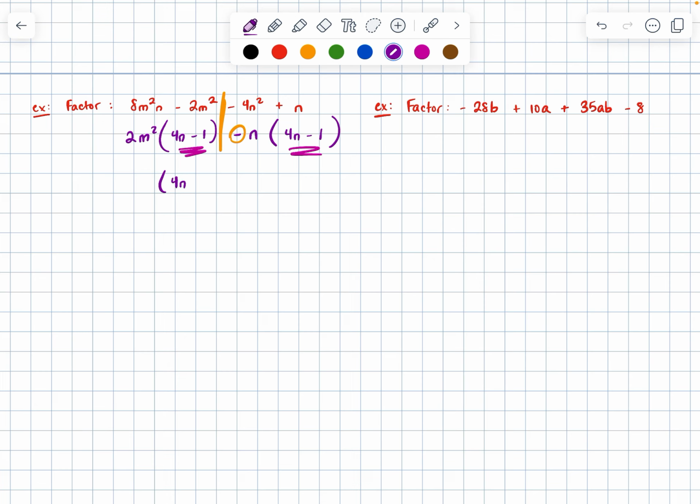From here, factoring by grouping, I'm going to pull out my common factor of 4n minus 1 by the distributive property. That leaves me with 2m squared in the first term and negative n in the second.